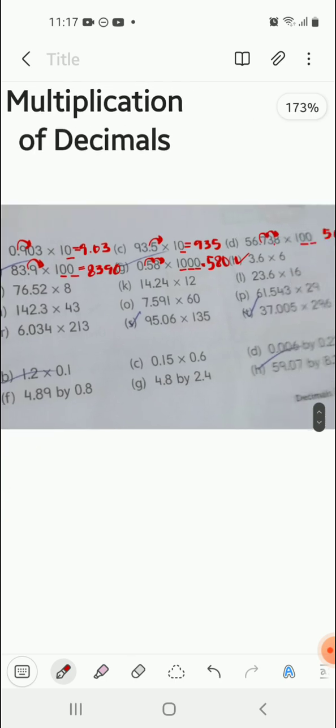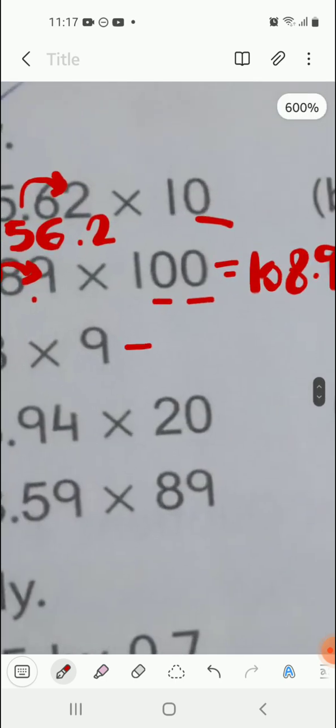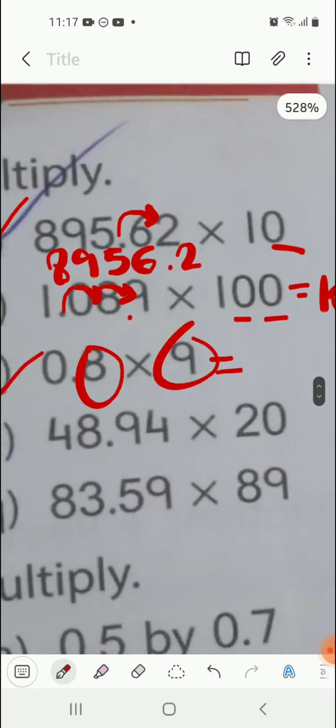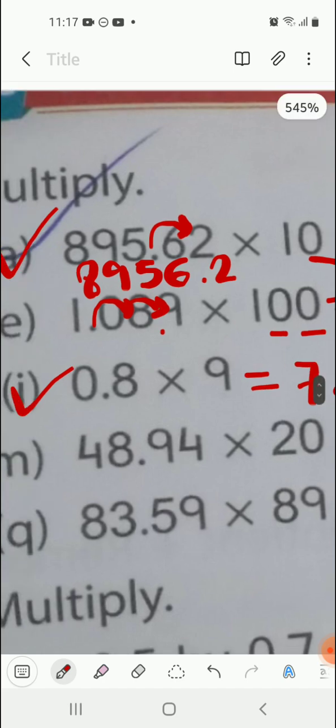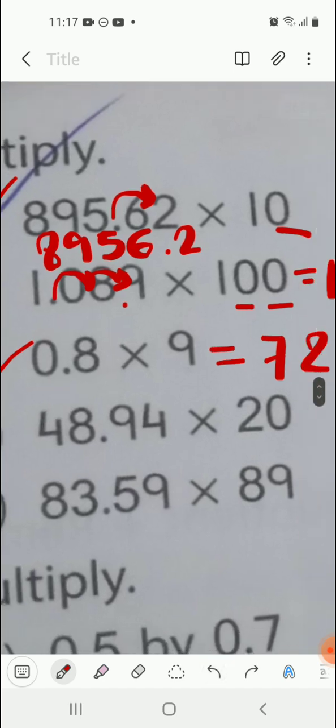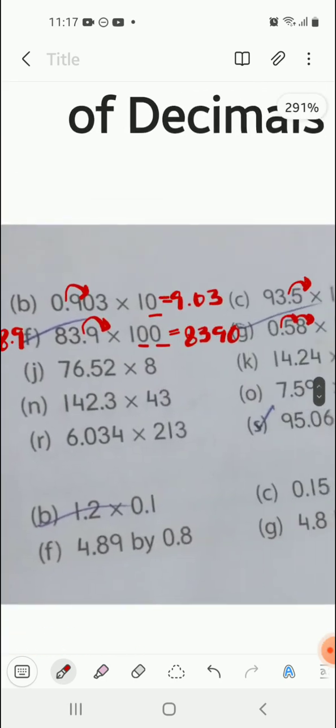Moving on, next question we have got 0.8 into 9. Very simple, you can do it orally. 8 into 9 is 72. So write down 72. And there is only one decimal place, you can see 0.8. So insert a point here.